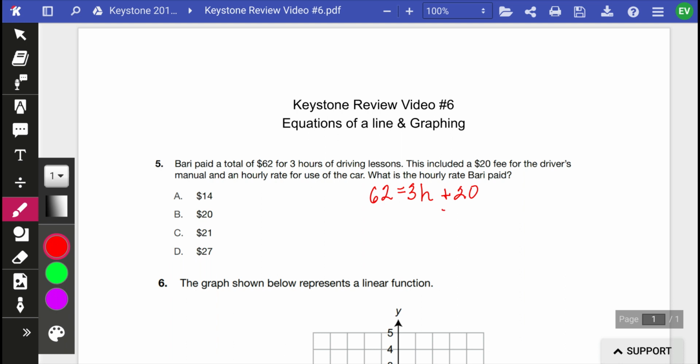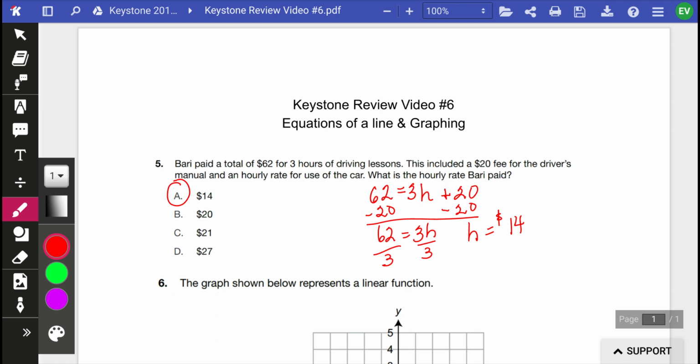So we can subtract our 20. So we get 42 equals 3h, divide by 3. So h equals $14. That means that the hourly rate that Barry paid was $14. So A is the correct answer for that one.